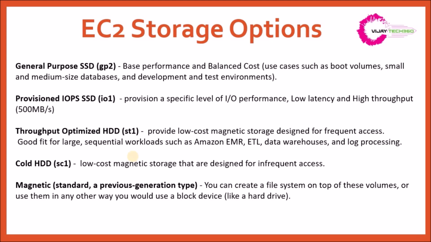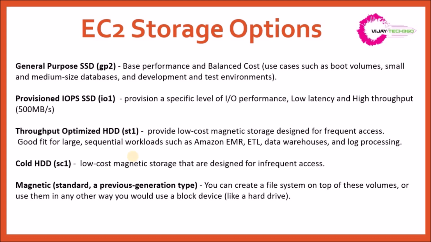The next one is the throughput optimized HDD. The above two are SSD, but the last three are magnetic, also called HDD. This provides you cost optimization. The first priority while selecting this is cost optimization, and it is designed for frequent access. It is good for Amazon EMR. If you are using it for ETL processing or ETL testing or data warehouses like this, you can use a throughput optimized HDD.